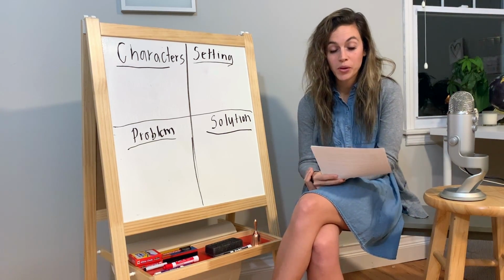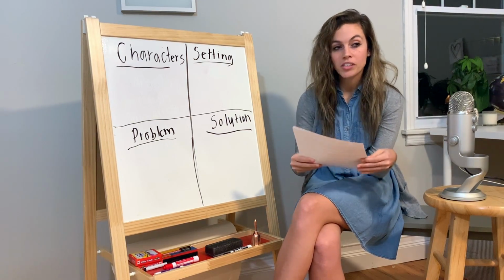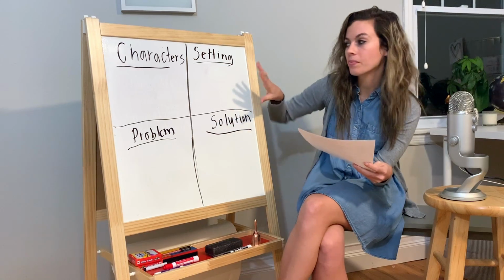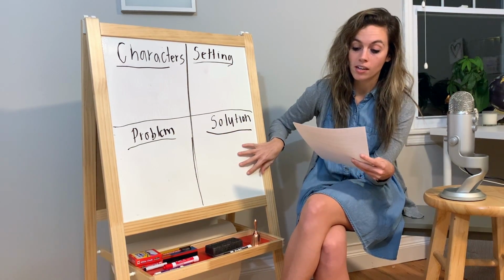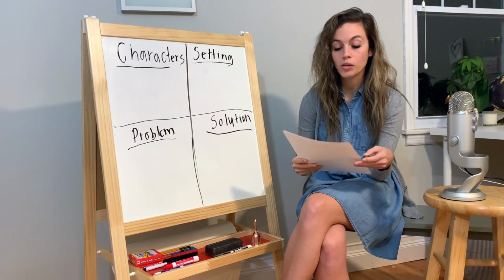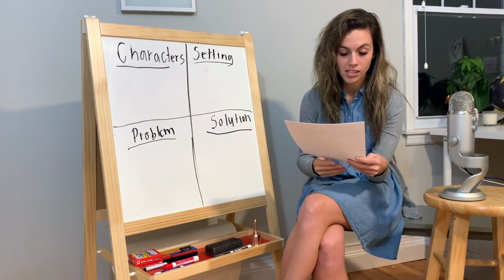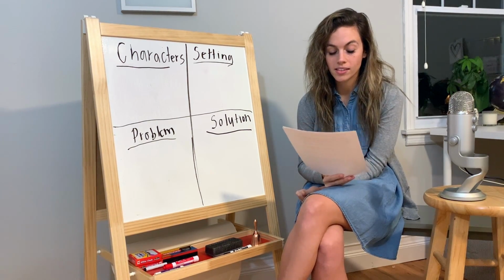The first story that we're going to read today is called The Three Little Pigs. And boys and girls, remember that we're looking for the characters, the setting, the problem, and the solution. So I'm going to read this and we're going to come up with all of these story elements today. Okay, The Three Little Pigs.